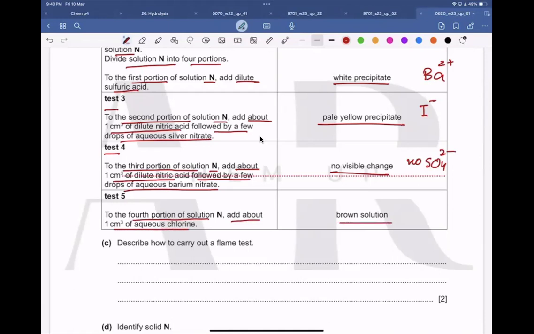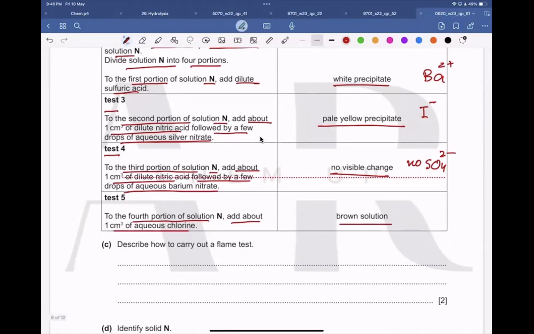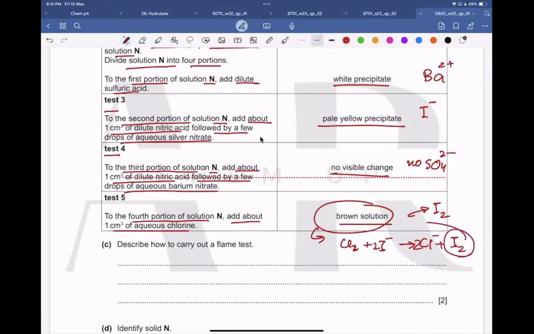Okay, so it means that chlorine is displacing, and the solution is brown, which means that the iodide is there, and iodide turns into iodine as the chlorine displaces. So the reaction would be like this: the chlorine reacts with the iodide ions, forming chloride, and iodine is formed. That's why we are getting the brown solution. Is this understandable to all of you?